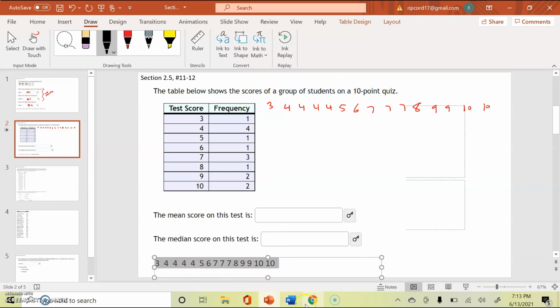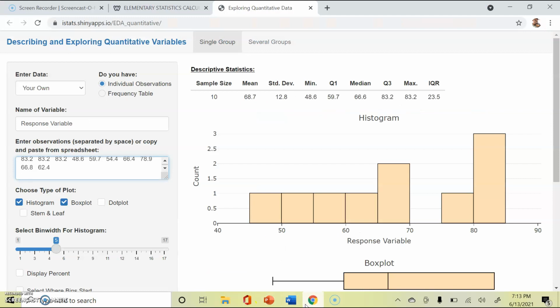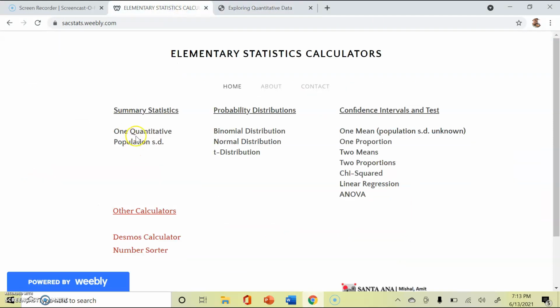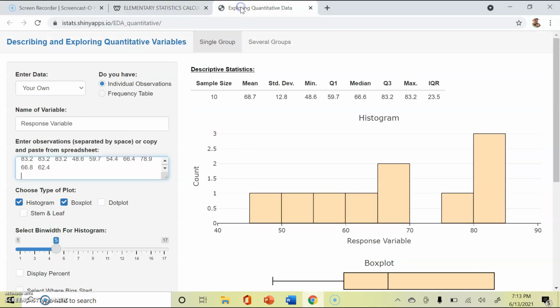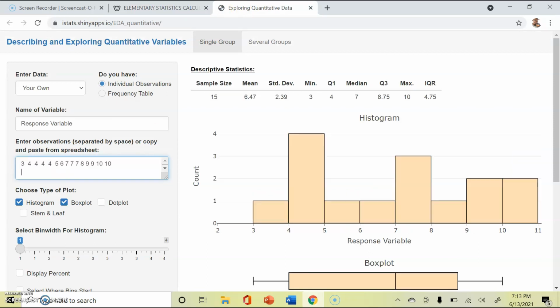Okay, we know that in order to find the mean, the median, and the mode, we have to go to the one quantitative calculator, which is here. And then you simply paste the data over here. And we can see that our mean is 6.47 and our median is 7.